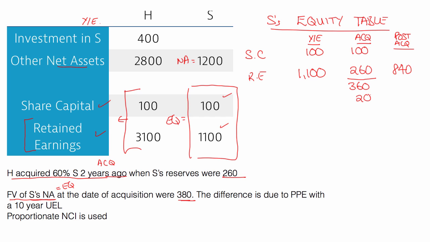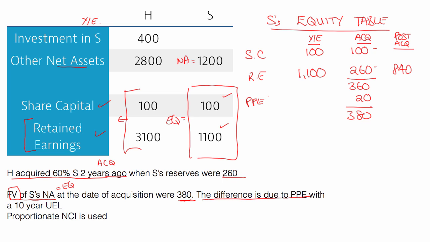We always bring S in at acquisition at its fair value. These figures here are just the book value. We've got them from the books. So I need to make a fair value adjustment of 20 to make it equal 380. So what's caused it? Well, it tells me here, look, the difference is due to PPE. So maybe the PPE is in the books lower than what its real fair value is. So its real fair value is 20 higher.